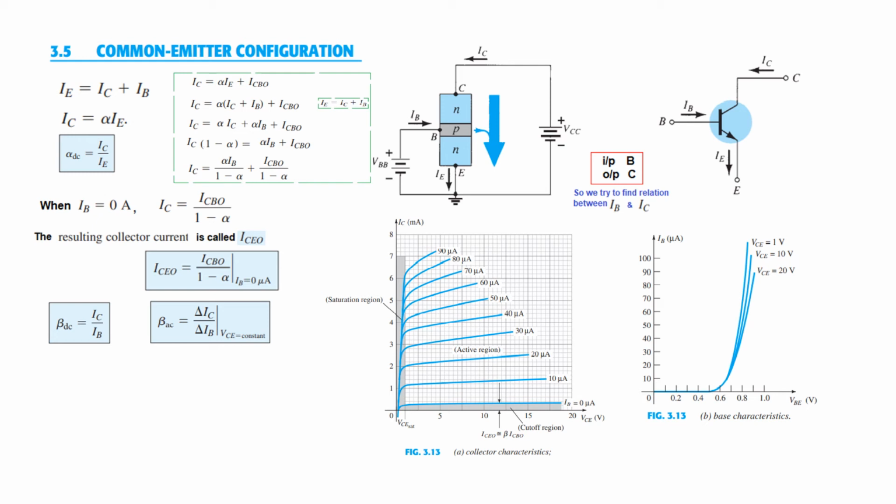Okay, and like in the previous case, we can also define beta AC, which is minor change in IC divided by minor change in IB. And again, from the alpha and beta relation, we can calculate this formula, that alpha is beta divided by beta plus 1, or beta is alpha divided by 1 minus alpha. The calculation is shown in your book. You can follow that.